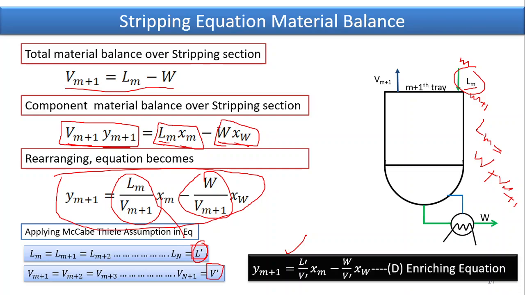This is the final working equation for us, but unfortunately we cannot draw this line because L dash and V dash are unknown. So to draw this line we need one more equation, known as the feed equation, which will be discussed in the later chapter.